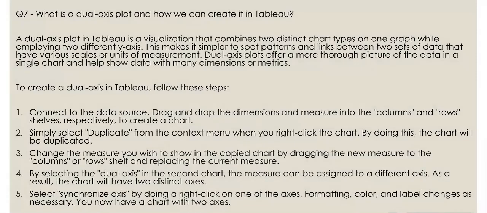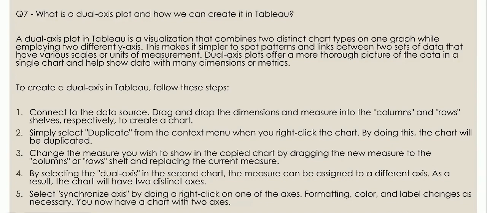Q7. What is a dual-axis plot and how can we create it in Tableau? A dual-axis plot in Tableau is a visualization that combines two distinct chart types on one graph while employing two different y-axes. This makes it simpler to spot patterns and links between two sets of data that have various scales or units of measurement. Dual-axis plots offer a more thorough picture of the data in a single chart and help show data with many dimensions or metrics.